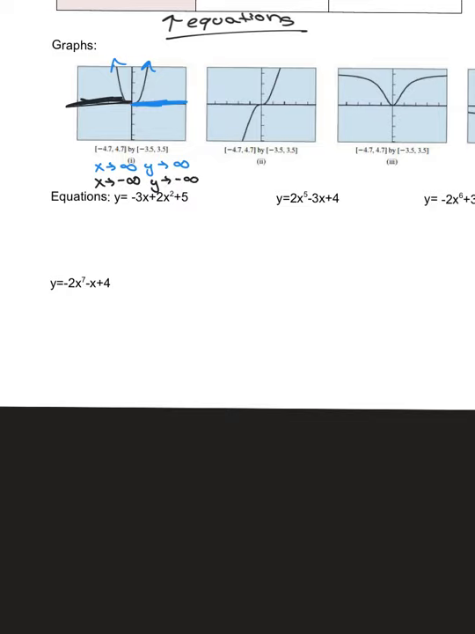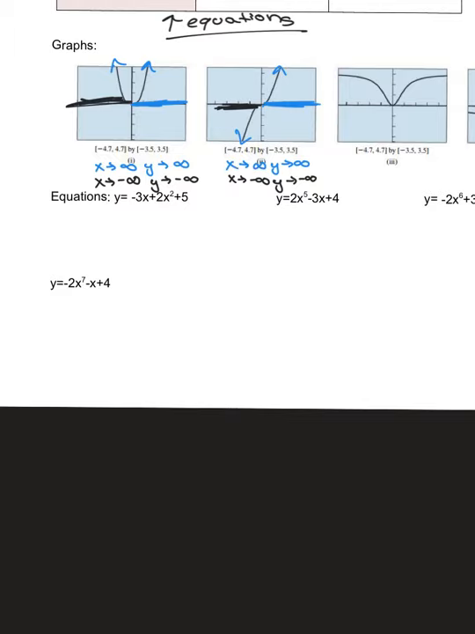Okay, so the next one, do the same thing. What is happening on the right? I am pointing up. So as X approaches positive infinity, so does Y. Well, what am I doing on the left? I am pointing down. So as X approaches negative infinity, Y is also approaching negative infinity. Okay, and those are the two examples.